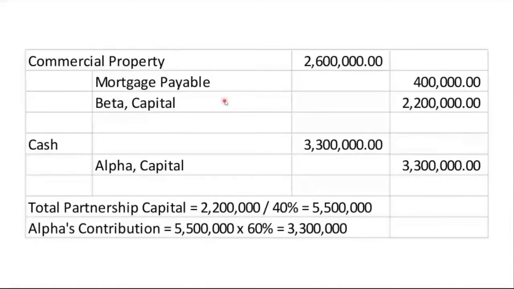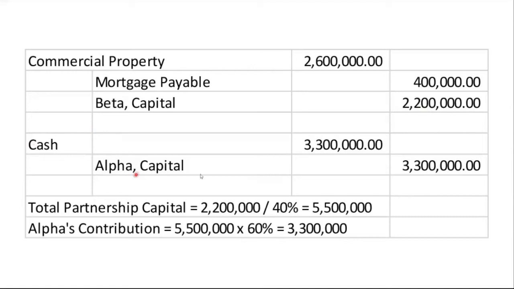So first, prepare muna natin yung journal entries ni Beta. For Beta, you're simply going to debit the commercial property amounting to 2,600,000 because that's already the fair value given. That's also the agreed amount. We are going to credit the mortgage payable which is assumed by the partnership, and we're going to get the net amount which will be the basis of the capital of Beta. So that's 2,200,000, which is this amount minus the 400,000.